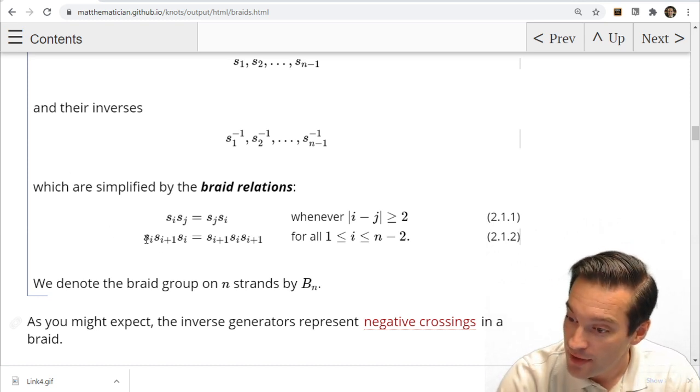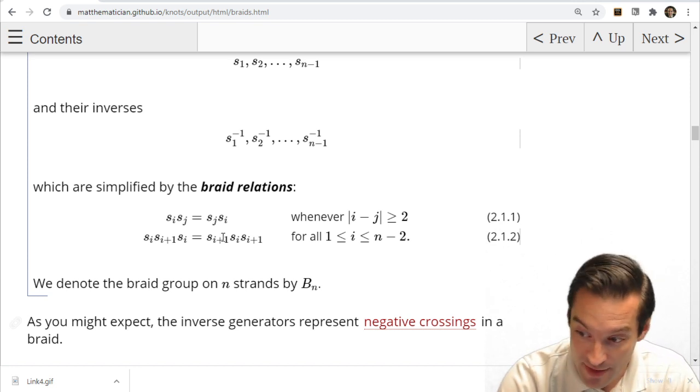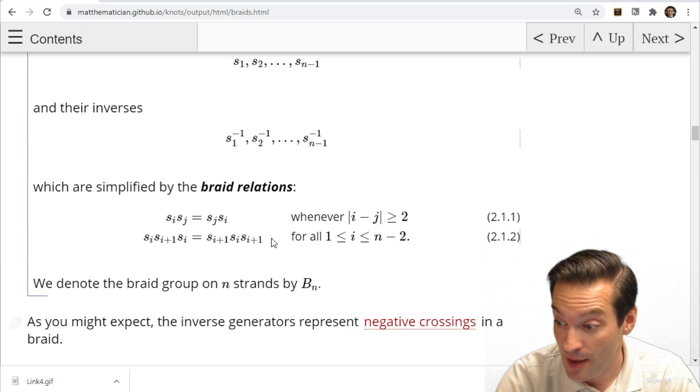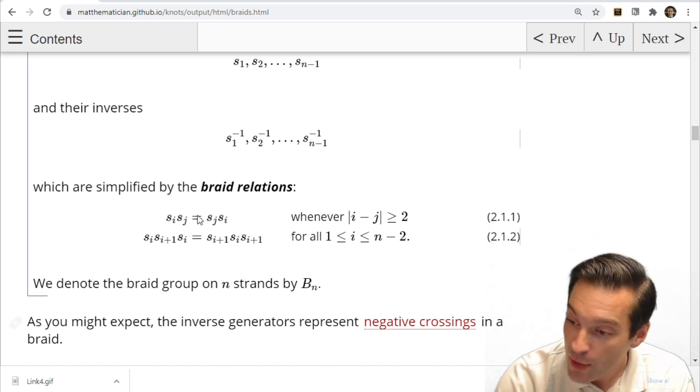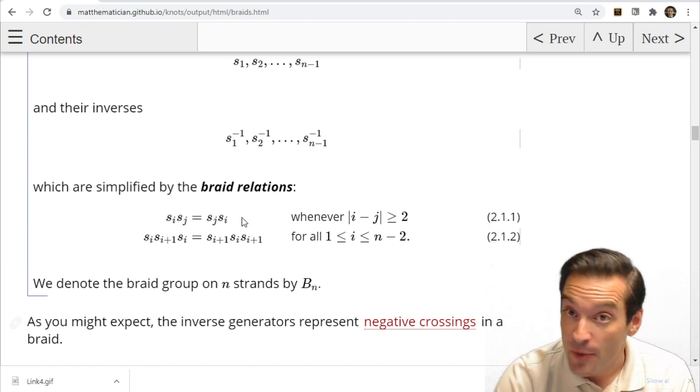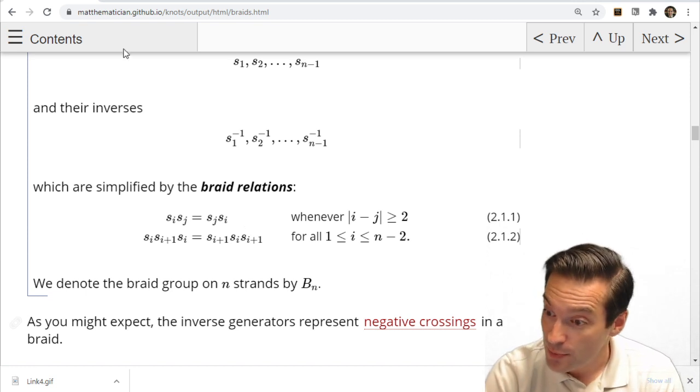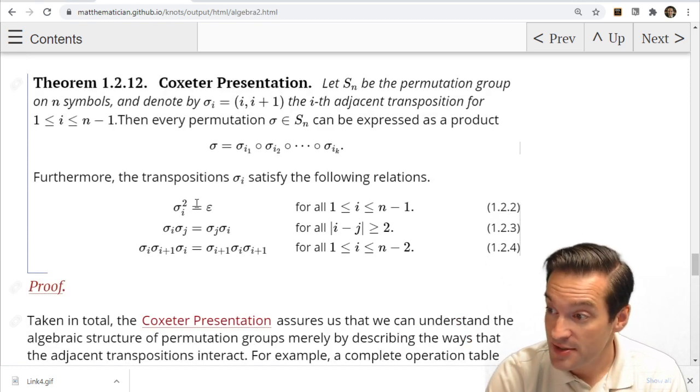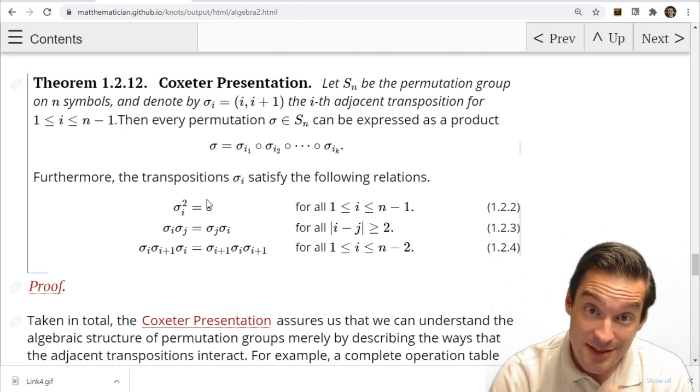And that also this skein relation, that the ith composed with the (i+1)th composed with the ith is the same as the (i+1)th composed with the ith composed with the (i+1)th. Those two relations are still satisfied. But the one relation that was no longer satisfied from permutations was that we no longer got to say that the individual generators undid themselves.